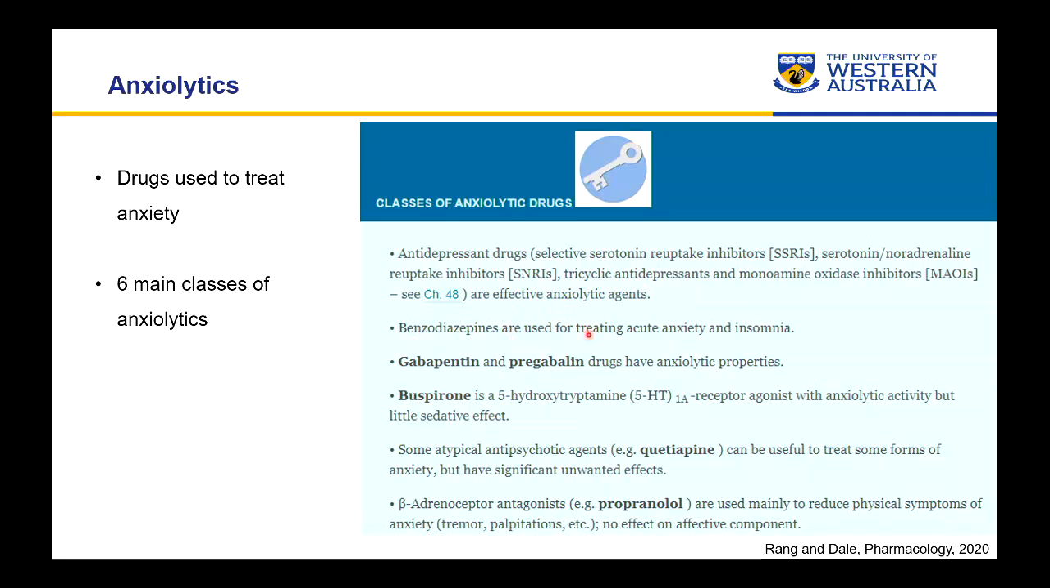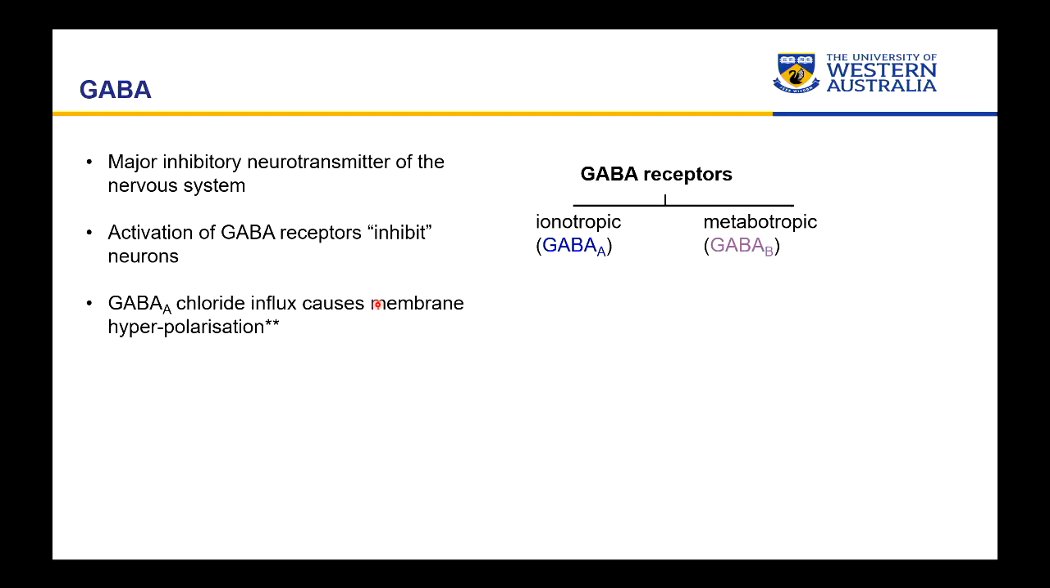There's also benzodiazepines. This is what we're going to talk mostly about today. Also gabapentin and pregabalin. Buspirone, again working on serotonin, has an anxiolytic effect. Antipsychotic agents, things like quetiapine, can be useful to treat anxiety, and can be useful to treat insomnia as well. And then beta adrenoceptor antagonists can also have an anxiolytic effect. But mostly you see antidepressants, anticonvulsants, and then benzodiazepines have a very strong anti-anxiety effect.